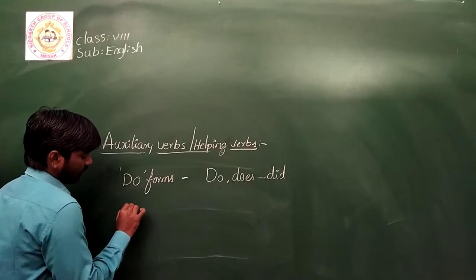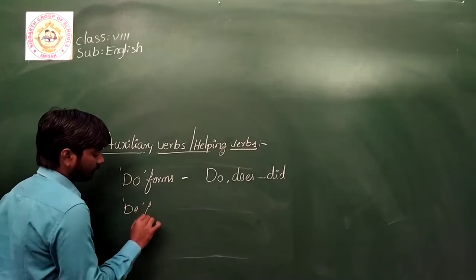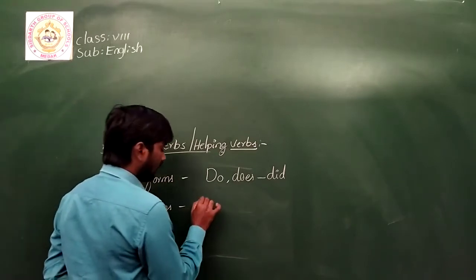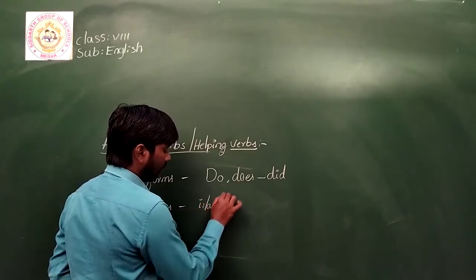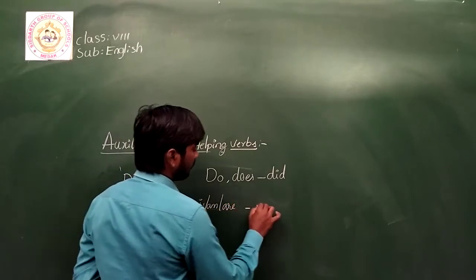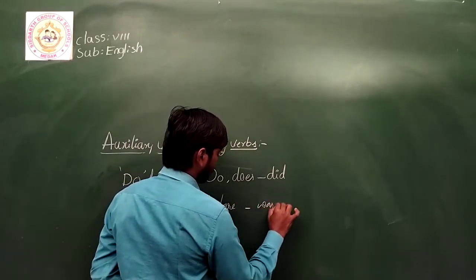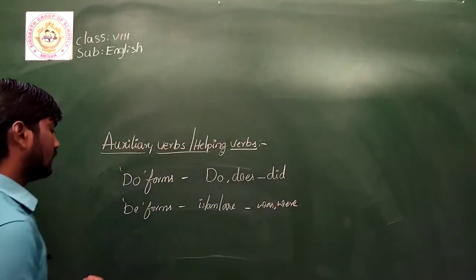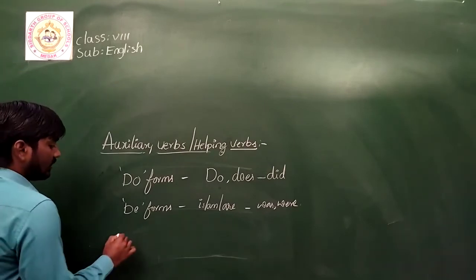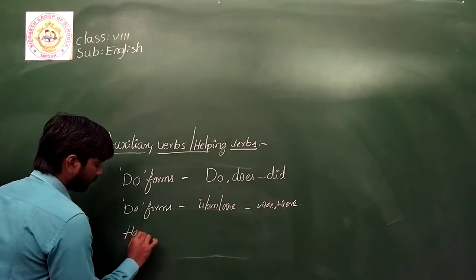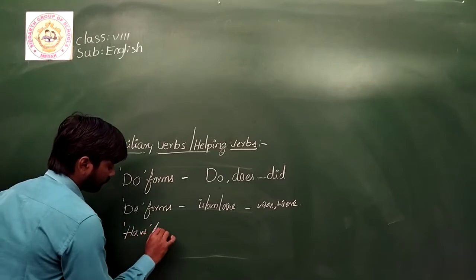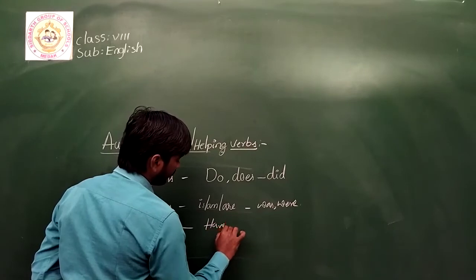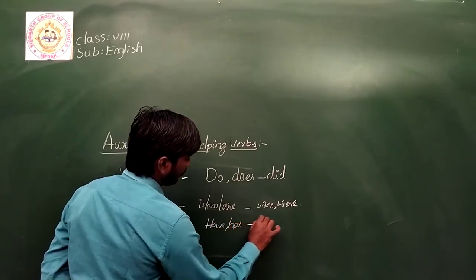Next, be forms. Be forms are am, are, was, were. And next one, have forms: have, has, had.